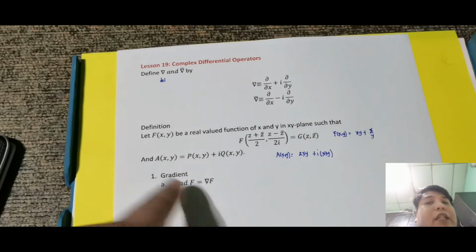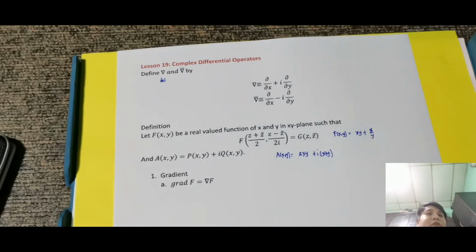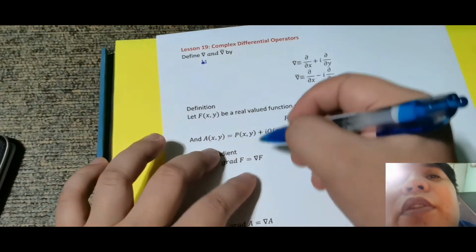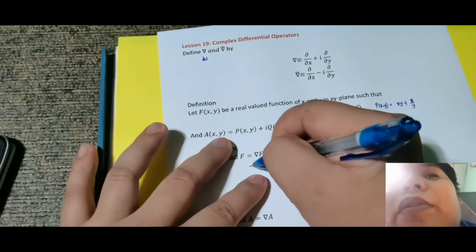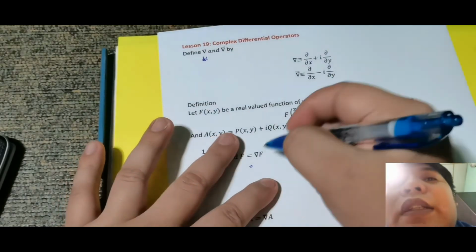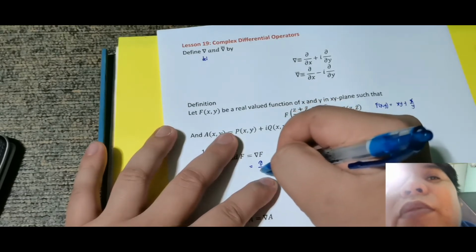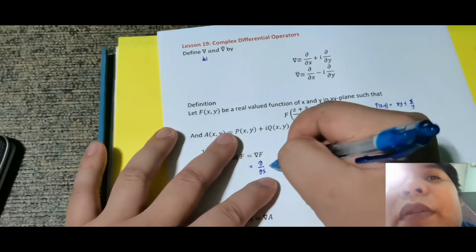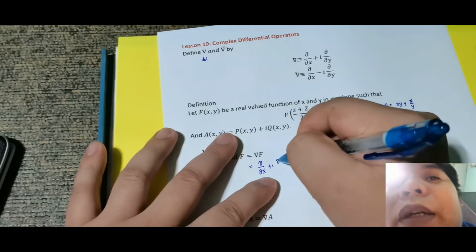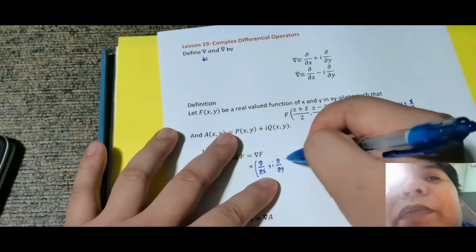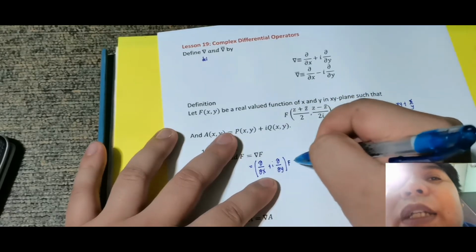Tandaan niya, the gradient of f is equal to the del of f. So, kung gusto kong kunin yung gradient ng f, ano yung f? That is a real valued function, meaning wala nang exist na i. So, this is equivalent sa, what is del? Del is logically equivalent sa partial with respect sa x plus i partial with respect sa y of f of x, y.